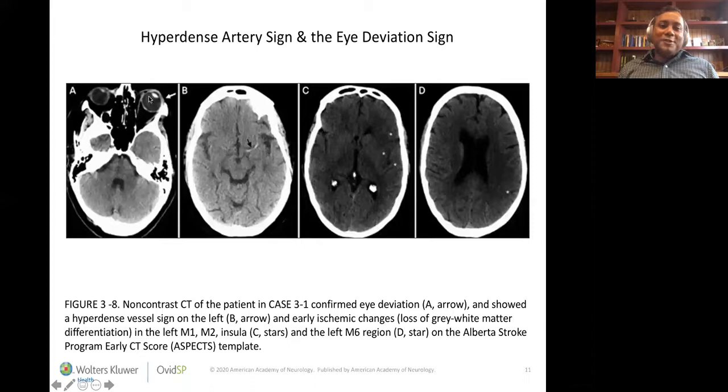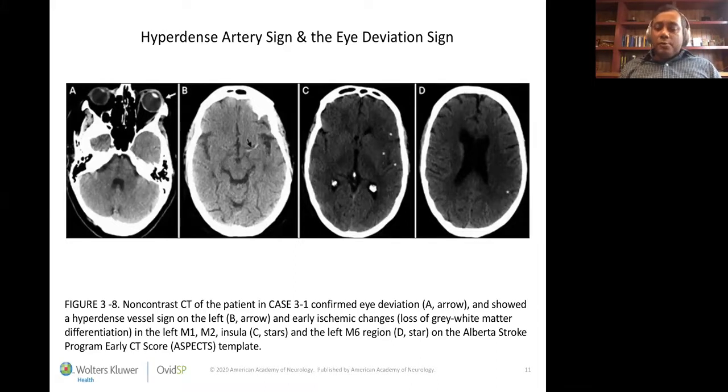You can also see what is known as the eye deviation sign. For some of us, this is for rapid assessment. See, this patient is looking here, and essentially, it's a clinical sign. But on imaging, it actually helps you focus very quickly. Like, this patient's looking towards the left side, so let me look at the left side first, and see what is seen here. So it's just helpful for rapid assessments. It's a clinical sign seen on imaging.